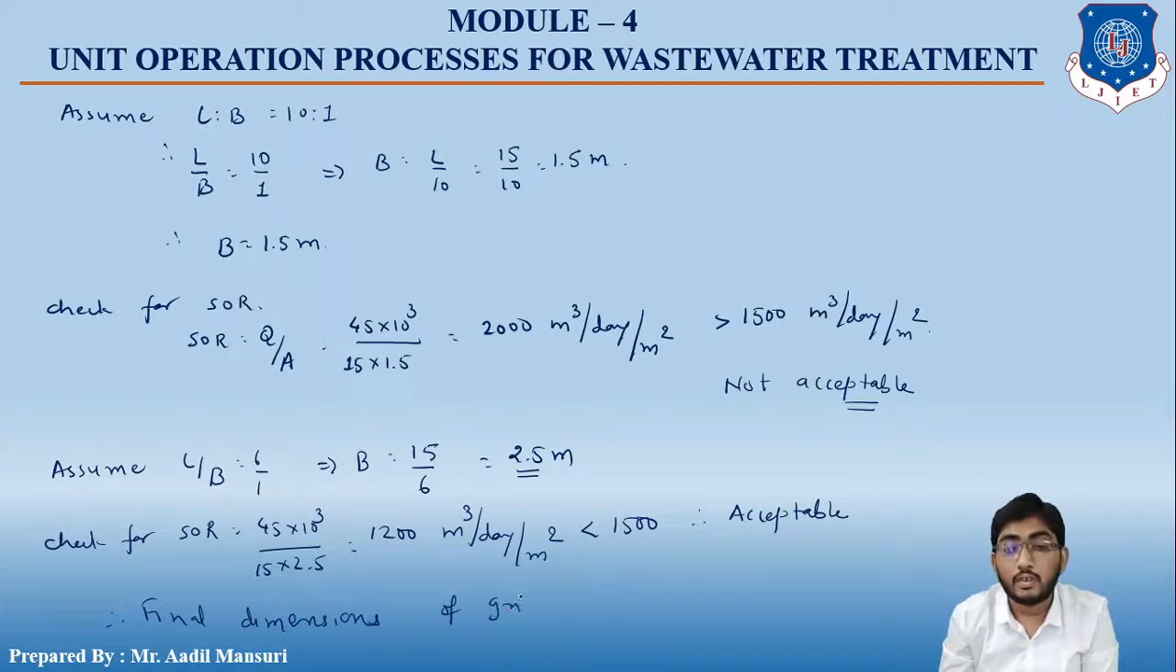of grit chamber is 15 by 2.5 by 1.5. Okay, so this is the final answer. Understood? So this is how the grit chamber is designed.